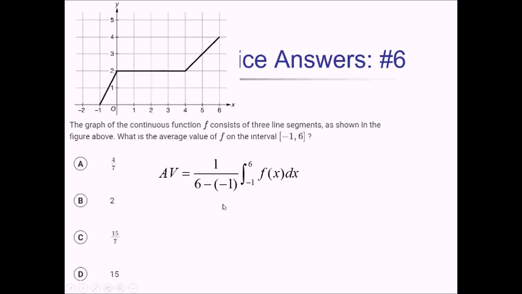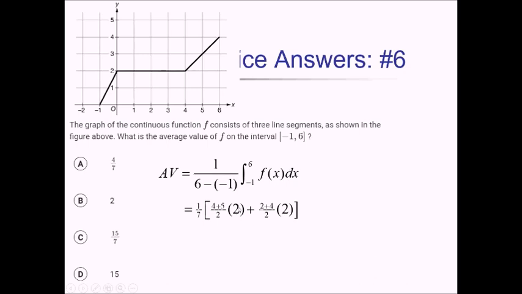So this is going to be 1 over 7 times, and now to actually calculate this integral from -1 to 6, I just have to take some areas. So let's see here, I've got a trapezoid from -1 to 4 that I can use. So this is going to be a base of 5 plus a base of 4 over 2 times a height of 2. There we go. And then over here we have another trapezoid. This time I have a base of 2, a base of 4, so 2 plus 4 over 2, and a height of 2.